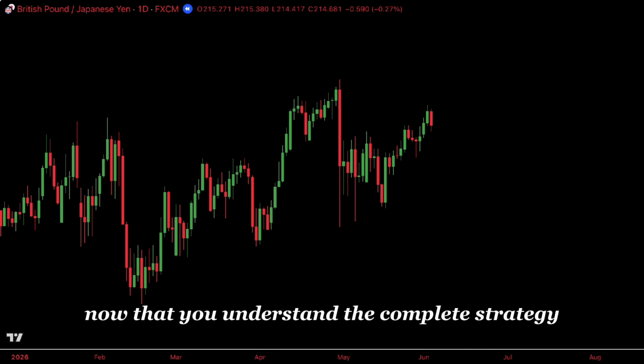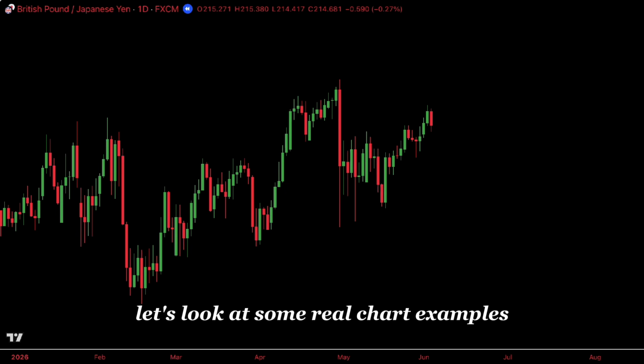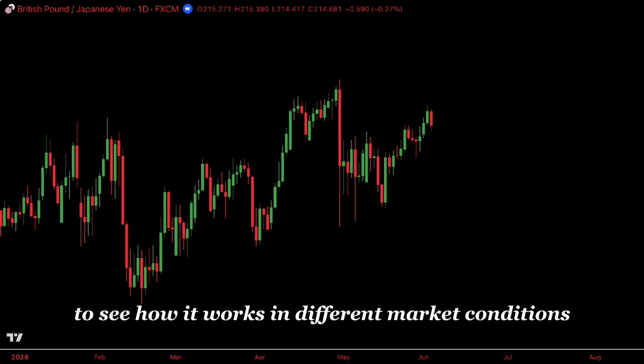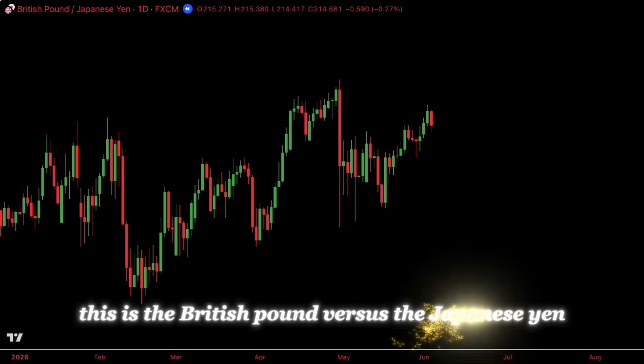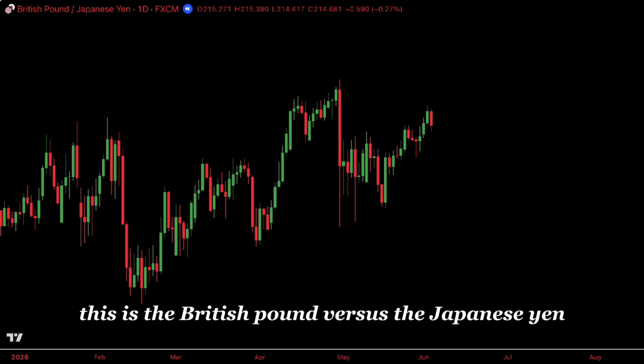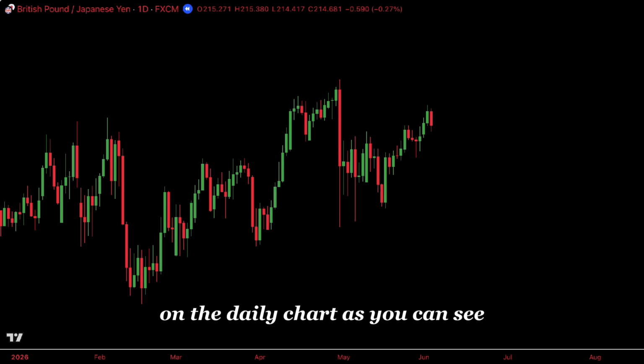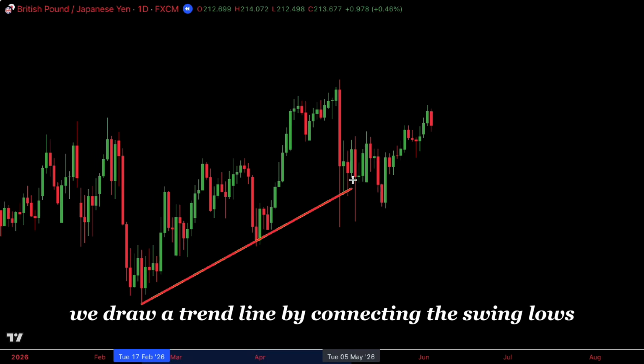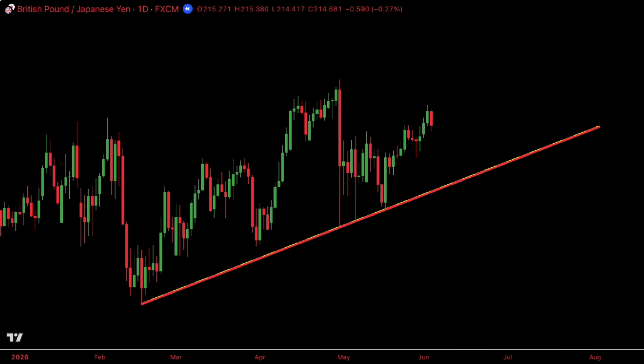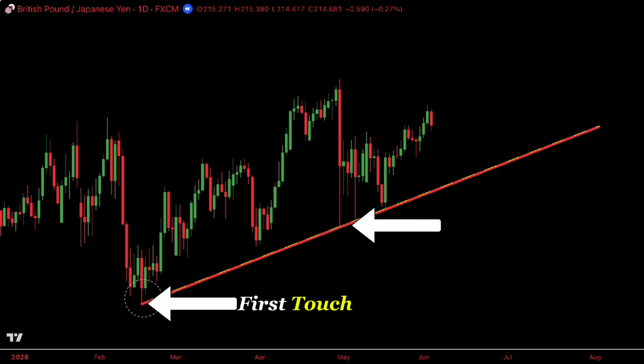Now that you understand the complete strategy, let's look at some real chart examples to see how it works in different market conditions. This is the British pound versus the Japanese yen on the daily chart. As you can see, the market is in a strong uptrend. We draw a trend line by connecting the swing lows. Here's the first touch, and here's the second touch. Now let's see what happens next.